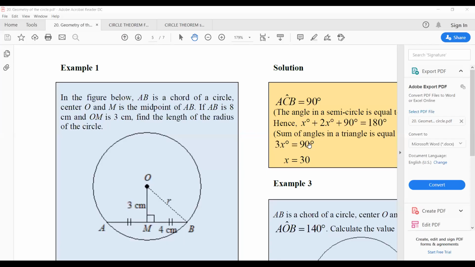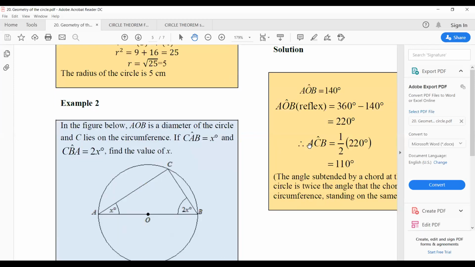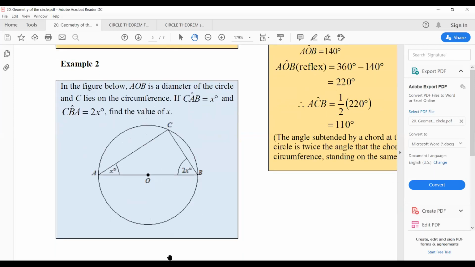So on to our next question. This question here. Try it.